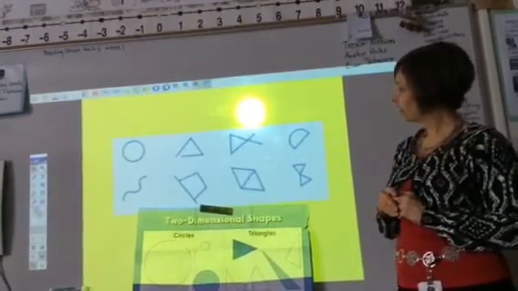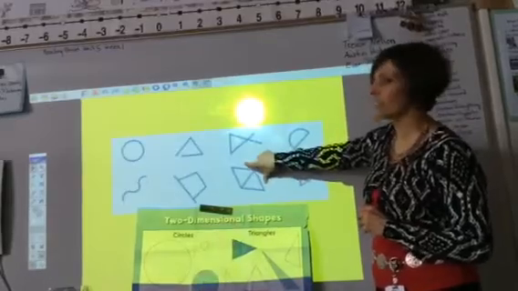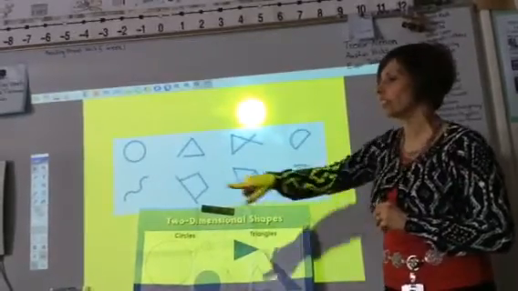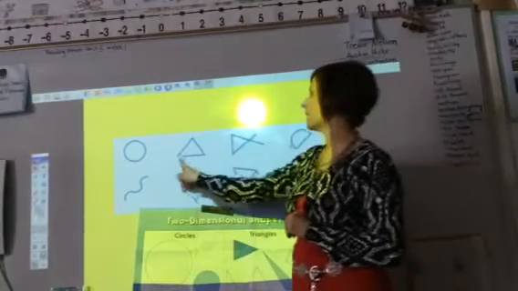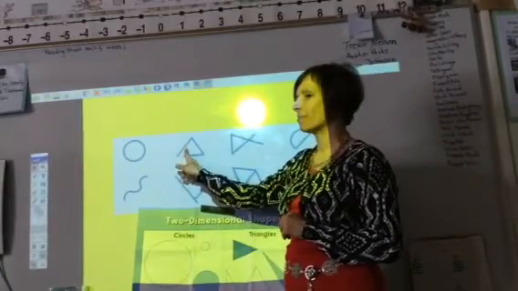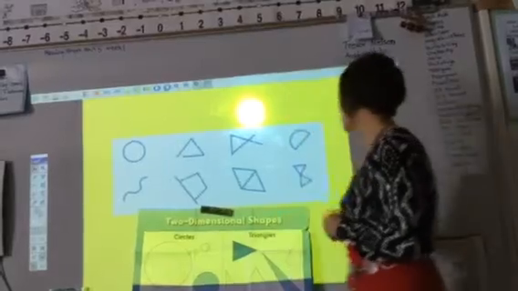Two are connected, the triangle. Okay, so this one is connected. She's saying there are two triangles she sees here. Tell me another thing. Some of them don't connect. They have a little mouse hole, right? Like in penmanship, we talk about a mouse hole.